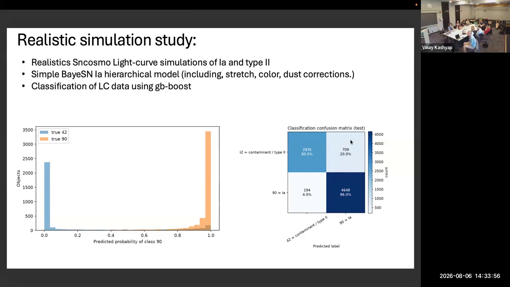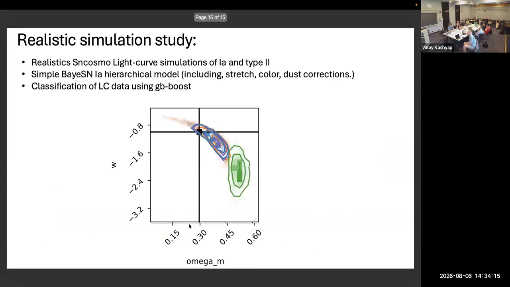So there is quite a bit of contamination still remaining after the fitting. So this is basically overlap. We do have some true type 2s with high confidence of being 1As in the sample. There is some overlap after fitting. And those are the posteriors that we obtained.